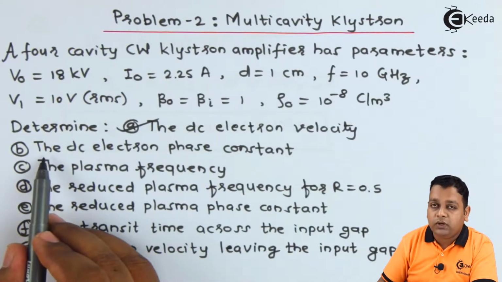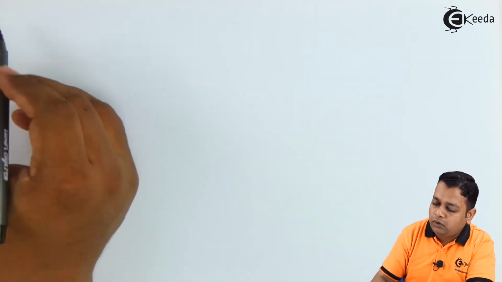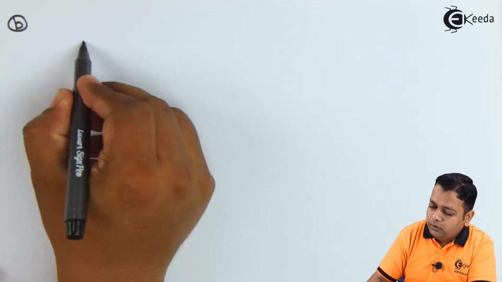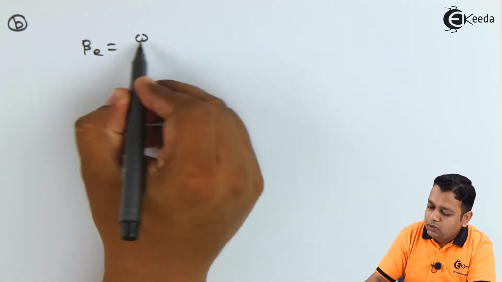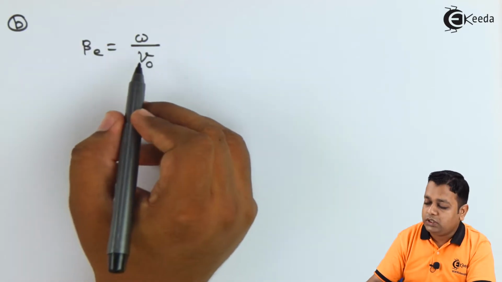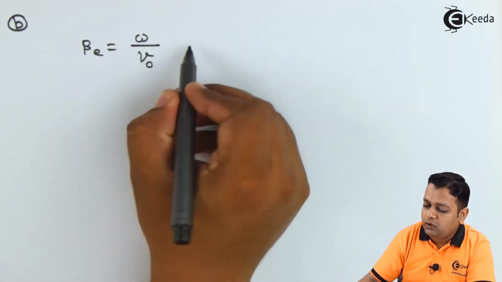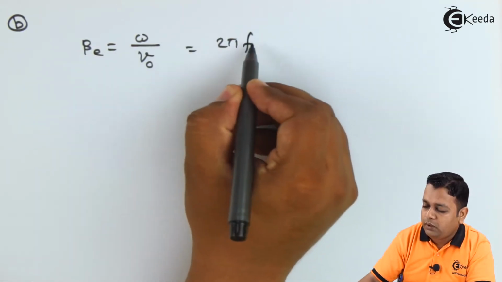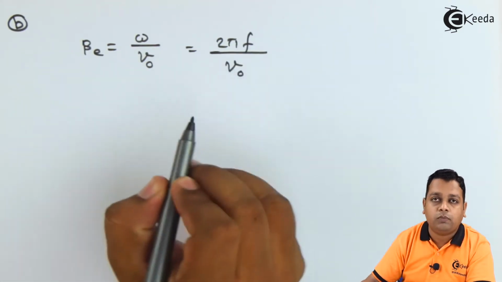In the next step, we need to determine the DC electron phase constant. So let us solve this. Now the DC electron phase constant in part B is represented by beta suffix E, and it is actually the ratio of angular frequency omega to the DC electron velocity V0. The DC electron velocity we have just determined as the part A answer. So omega we substitute as 2 pi f, the frequency 10 gigahertz is provided, so it will be divided by the answer of part A.